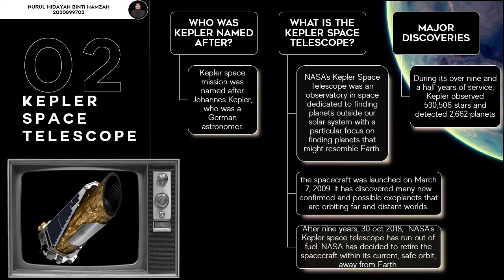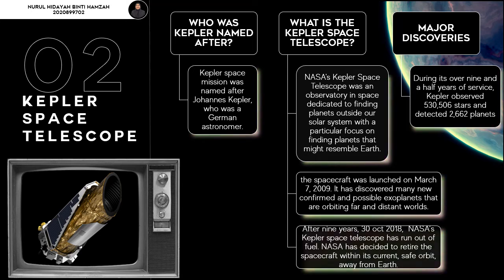Kepler's space mission was named after Johannes Kepler, who was a German astronomer who lived between December 27, 1571 until November 15, 1630. If you wonder why so many exoplanets begin with the name Kepler, then wonder no more. The reason why they are called Kepler followed by a number and occasionally a letter is because they were spotted using the Kepler Space Telescope.